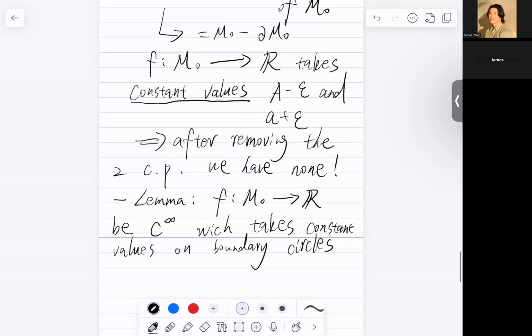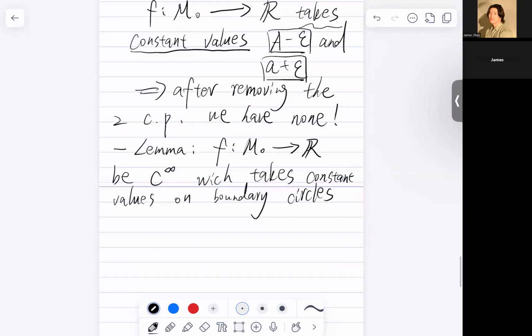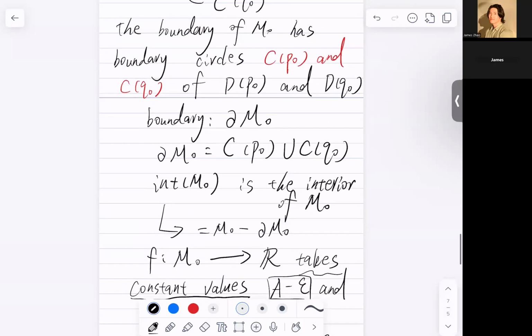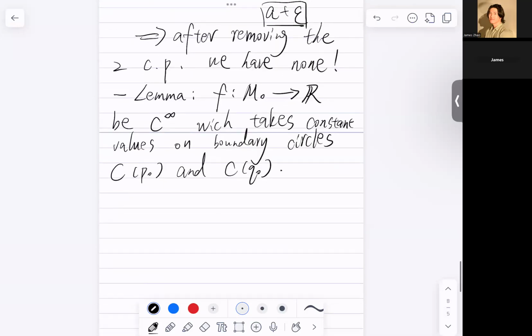So this is kind of what we had in the beginning here. We have this function that takes constant values, which can map to those two values. So basically on this boundary that we were looking at, the boundary circles, right? So this is the lemma that corresponds to that particular property we were looking at for our function. So yeah, this function takes constant values on boundary circles C P naught and C Q naught. Yeah, as we can see, that's also right. Like they all should be the same values on the same level.